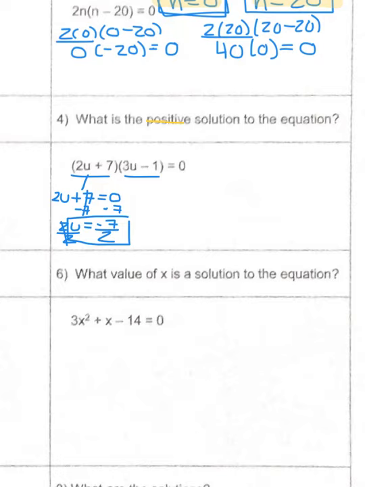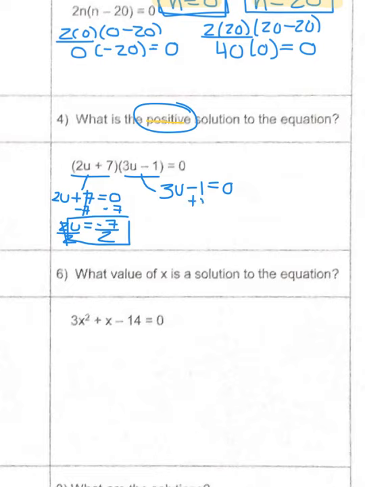Now, look back up at the question. What is the positive solution to the equation? That is not positive, right? So obviously we're not going to use that one. We're going to go to the next factor and think, okay, well, what does u have to be here for 3u minus 1 to equal 0? Go through, solve for u, see what you get.